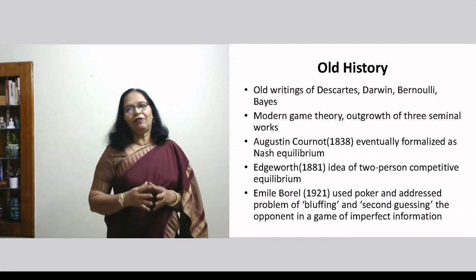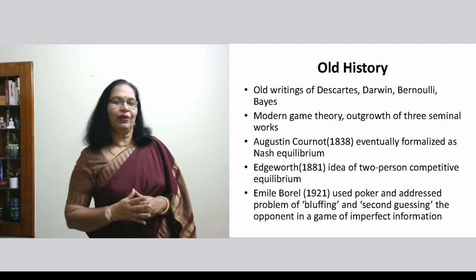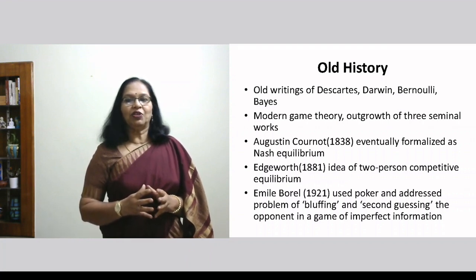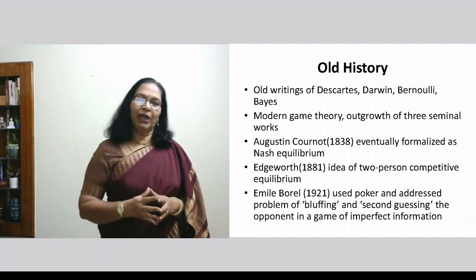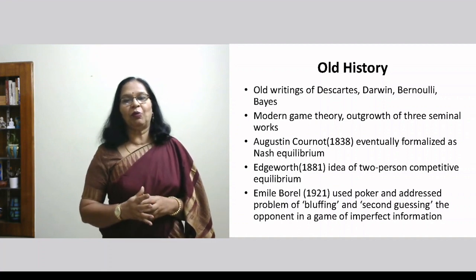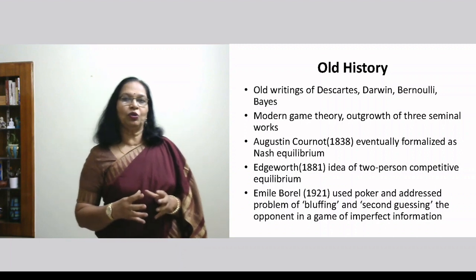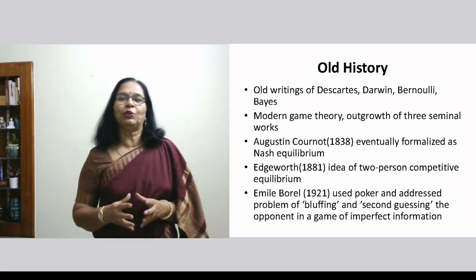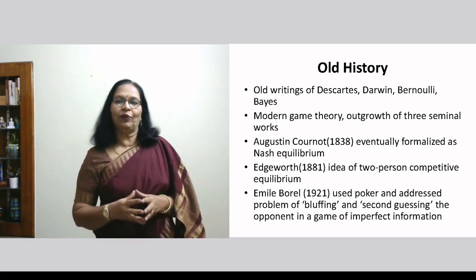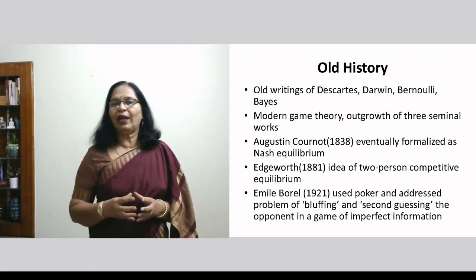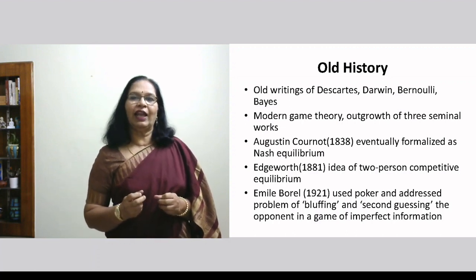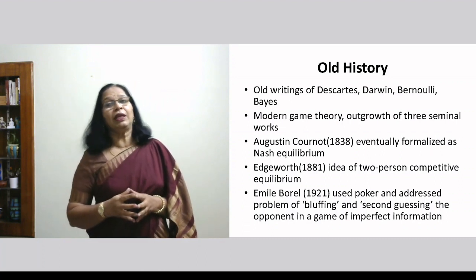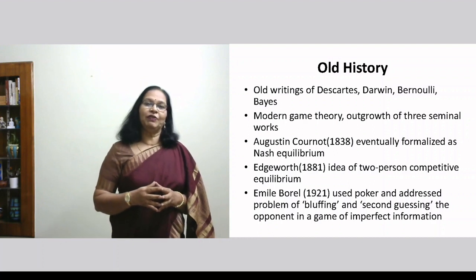The theory of games itself has a very old history, and you'll appreciate why I'm giving you this history. The old writings of Descartes, Darwin, Bernoulli, Bayes, very old writings. Then you have the modern game theory, which is the outgrowth of three seminal works. The first is that of Augustin Cournot, which we had discussed in an earlier video, and that in some way had its result in the Nash Equilibrium, as we see later. We also see Edgeworth's two-person competitive equilibrium.